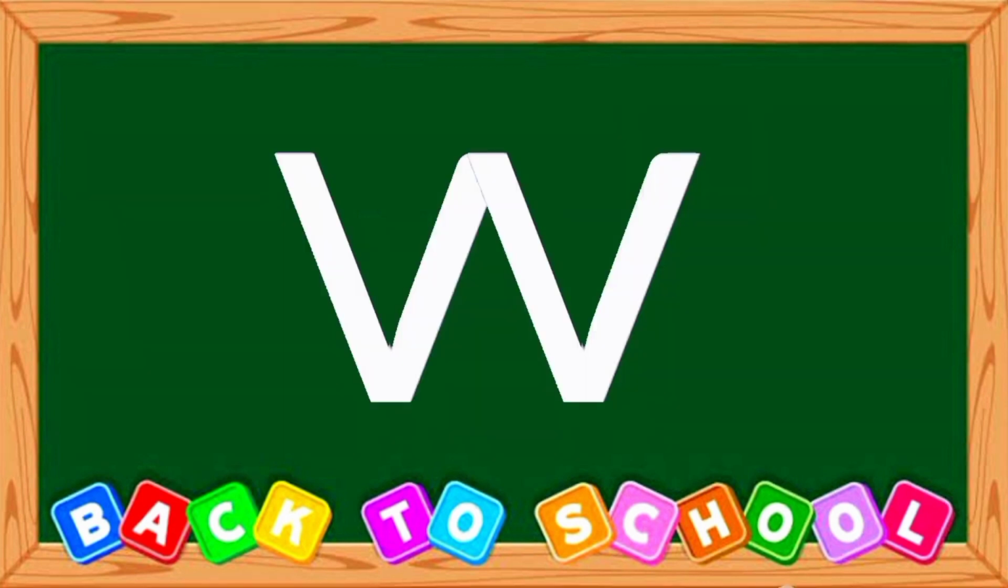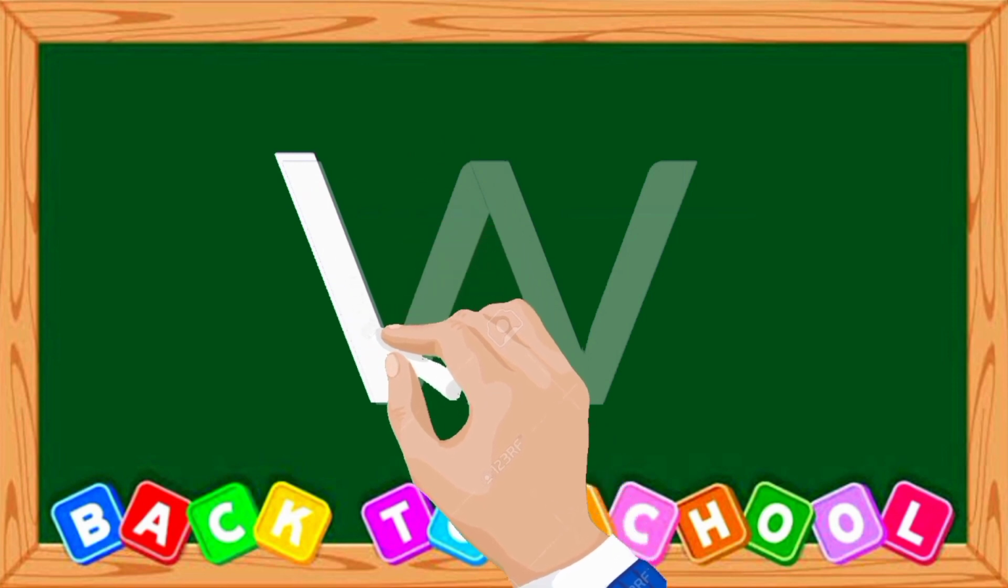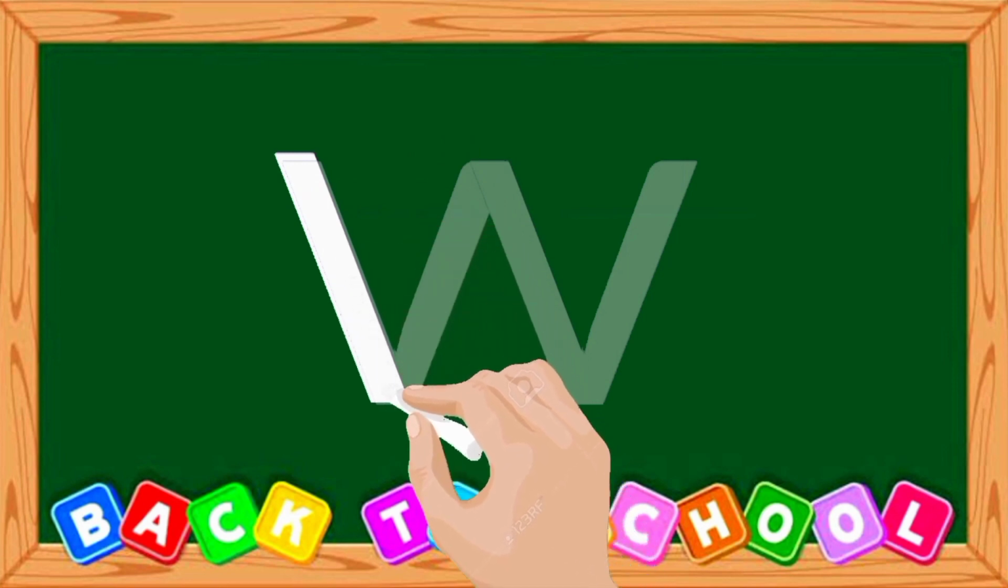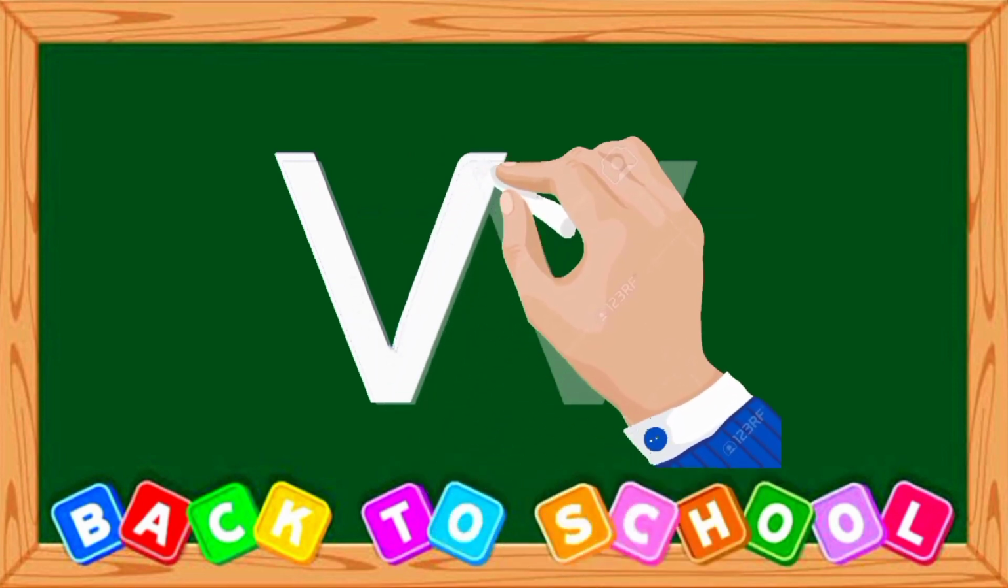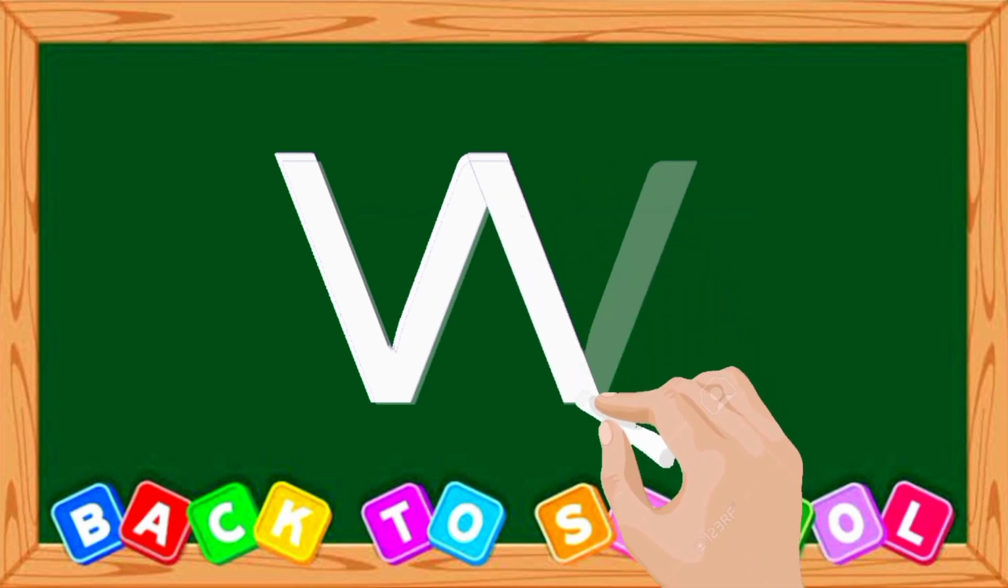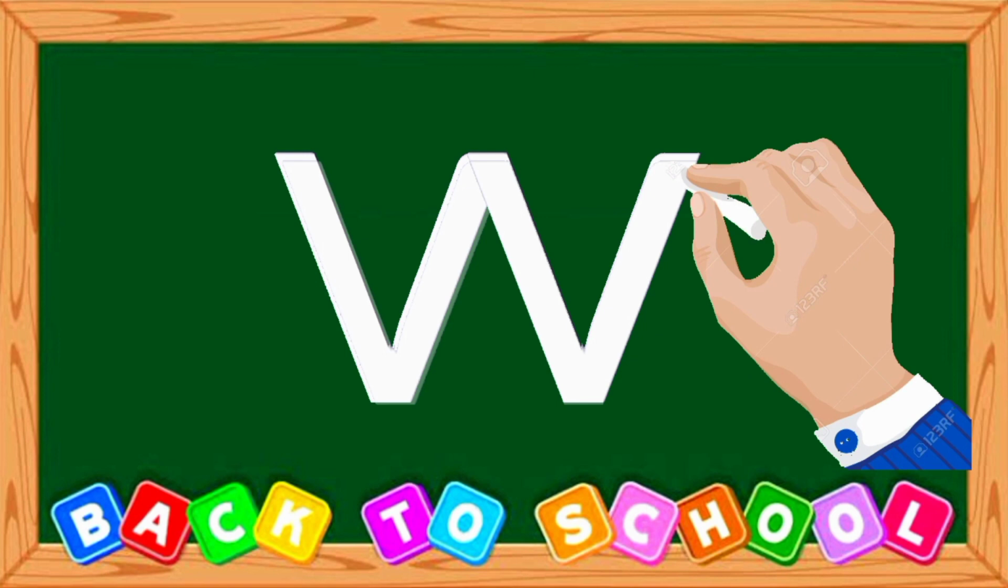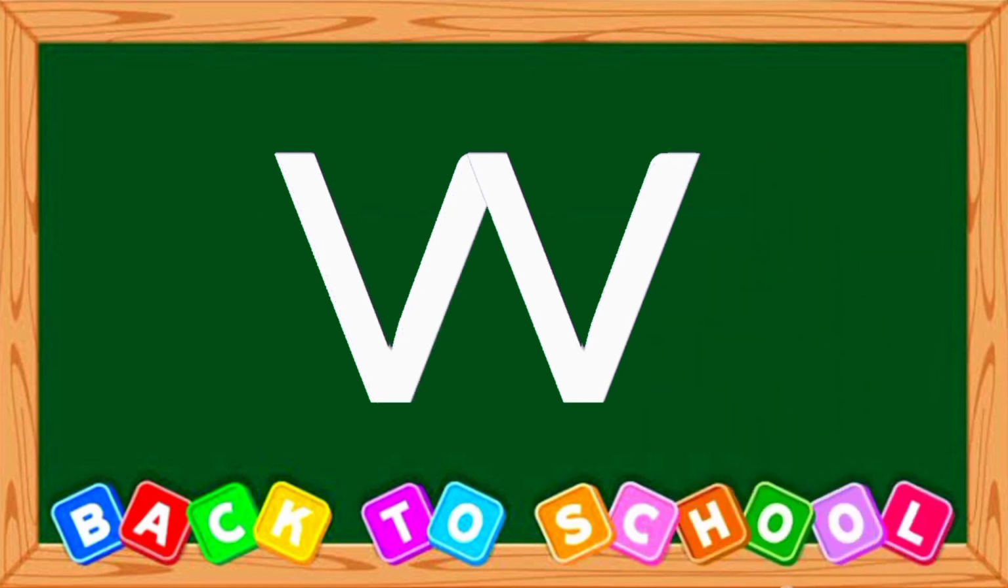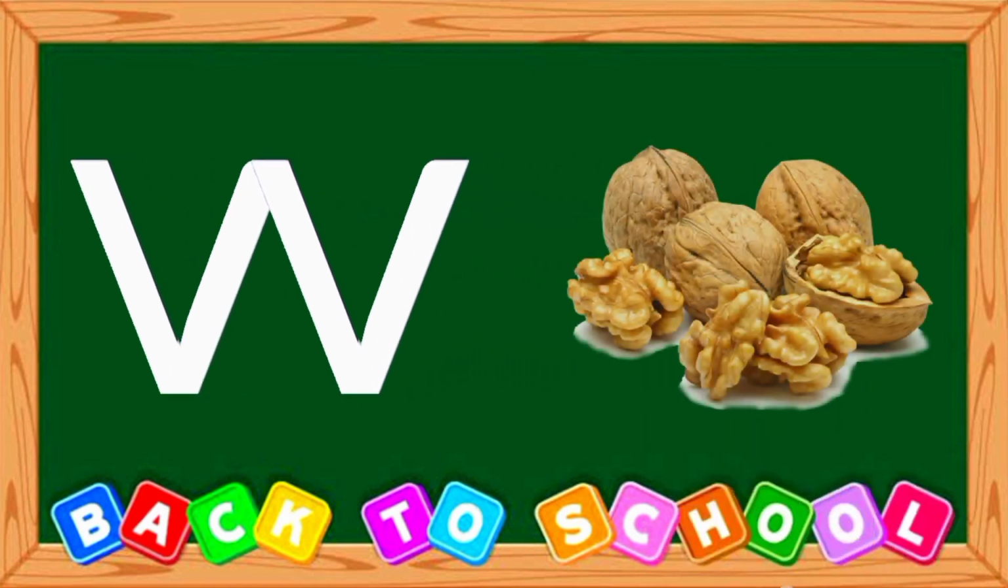Letter W. Slant from top to the bottom, then bottom towards the top, again come down to the bottom slanting, then slant towards the top, making my letter W. W says W. W as in walnut.